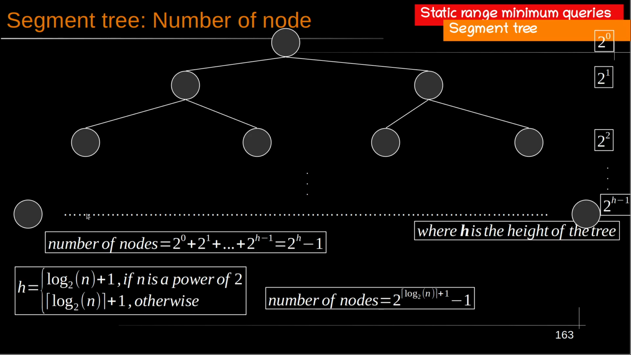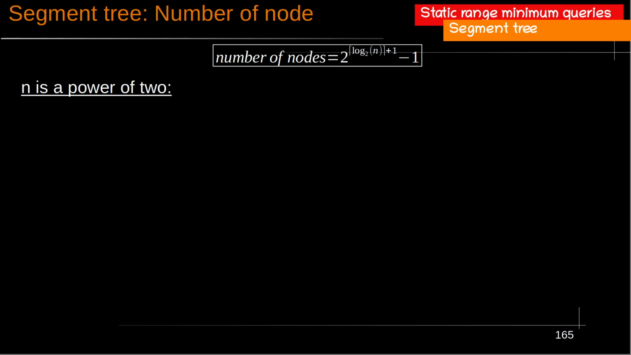So the number of nodes is equal to 2, the ceiling of log base 2 of n plus 1 minus 1. Can we represent the number of nodes by another formula using just n, not 2 power log 2? Let's see together.